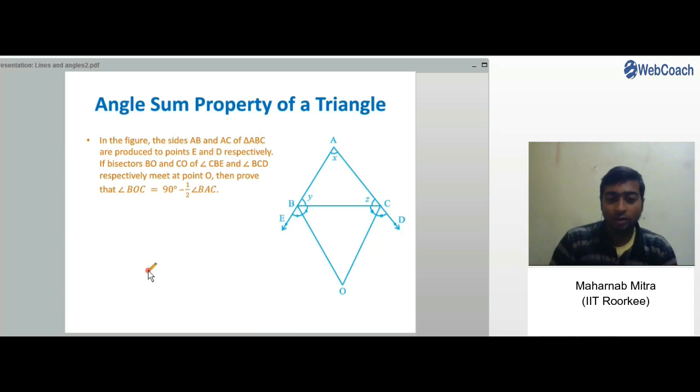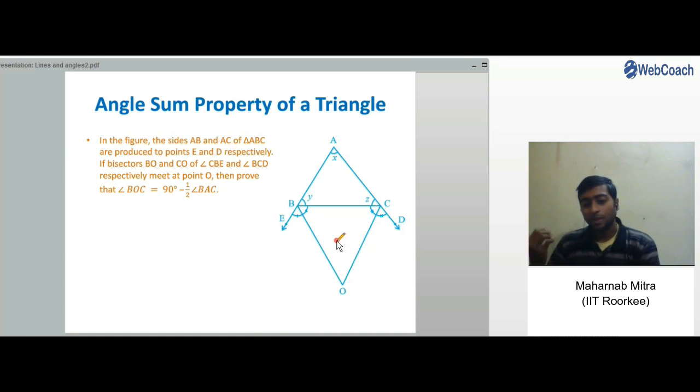Now let me simplify the question for you. BO is the bisector for angle CBE, right? BO is the angle bisector for angle CBE, and that means this angle is equal to this angle. As it is an angle bisector, it divides the angle into equal halves. Angle CBE has been divided into equal halves, and you can see it is marked with one single line that this angle is equal to this angle, right? Angle CBO is equal to angle OBE.